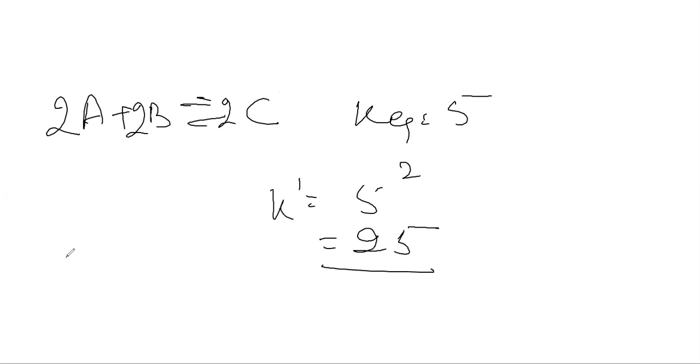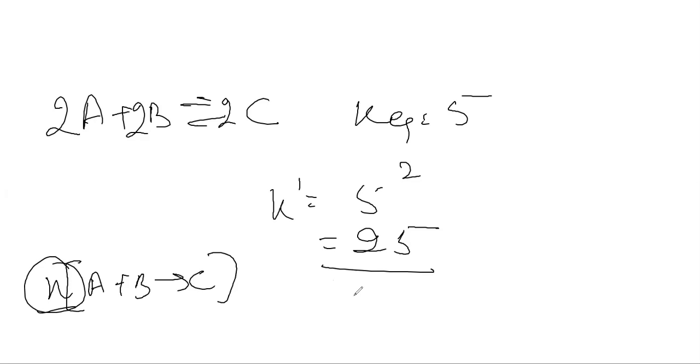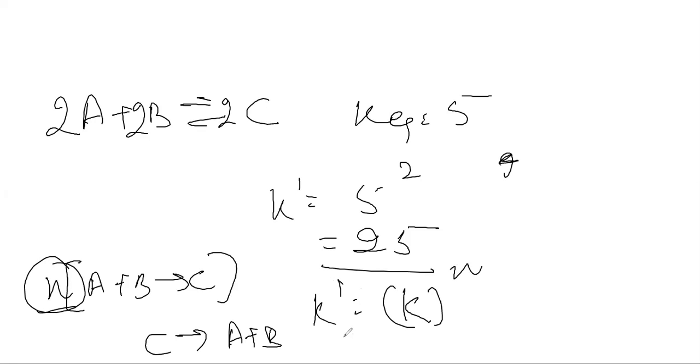So always remember, suppose A plus B gives C is multiplied by any factor, suppose N. So we will write the new equilibrium constant will be equal to the old equilibrium constant raised to the power N. And in the same way, if the reaction is reversed, suppose I reverse this reaction, C gives A plus B, it means the new equilibrium constant will be equal to 1 by the old equilibrium constant. So learn these things. They are very, very important things.